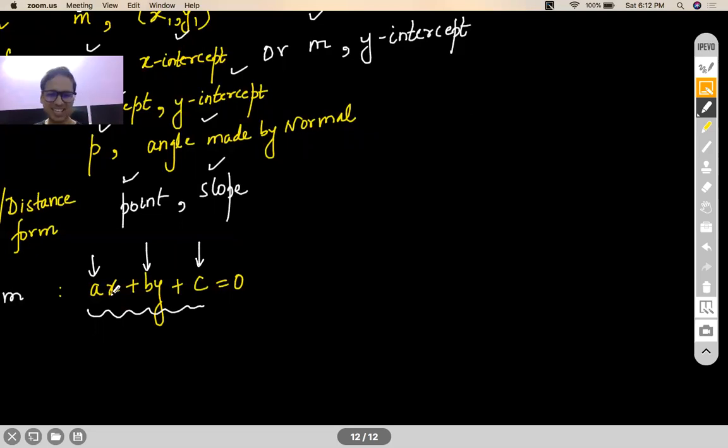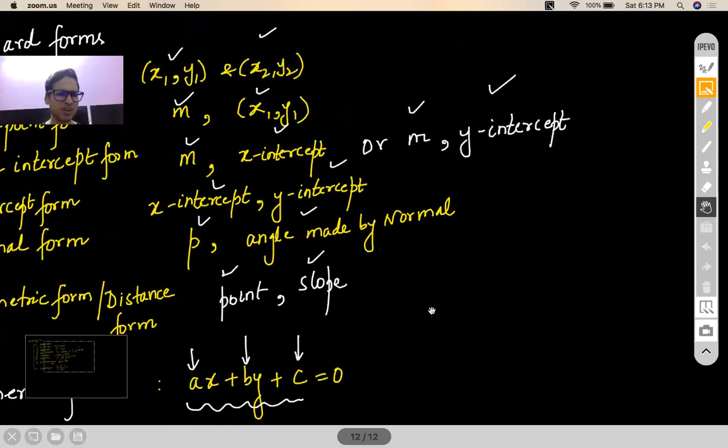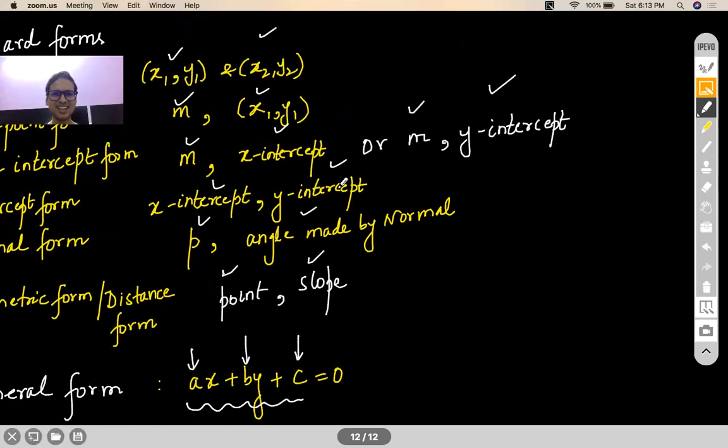So a line equation has what? Ax plus by plus c, right? Some x term, some y term, and some constant term. So to know a, b, c, I need 3 conditions. But in all these instances, you are seeing that you need only 2 conditions to get a unique line. Isn't it contradictory?